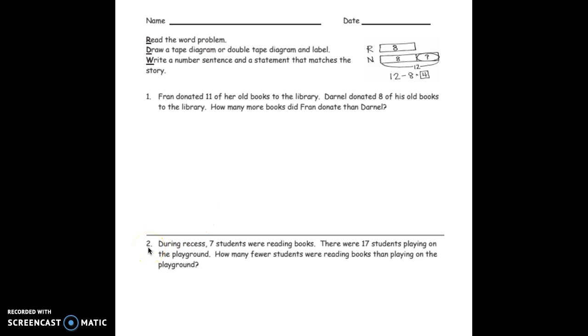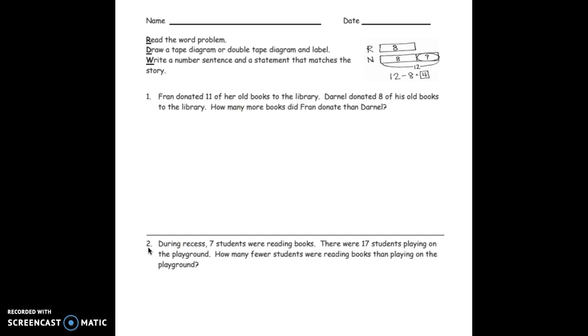Number 2. During recess, 7 students were reading books. There were 17 students playing on the playground. How many fewer students were reading books than playing on the playground?